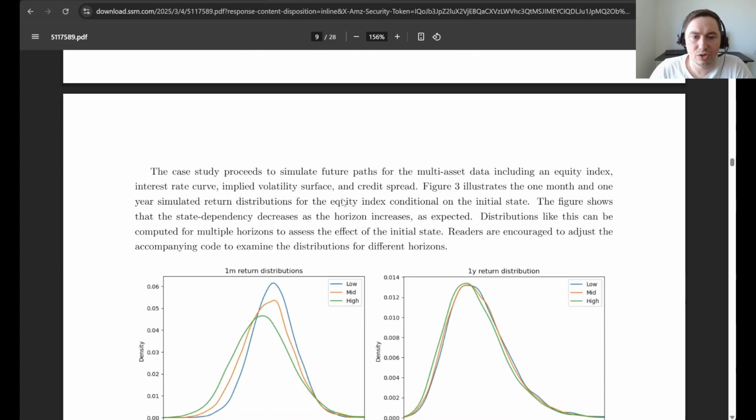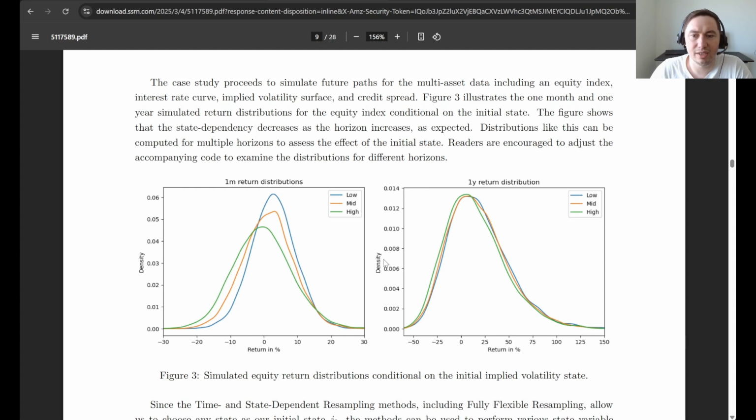All right. So here, this is what we illustrate. Next, when we do this resampling, we condition on different states: first the low volatility, mid volatility, and high volatility. We can see that on the 1 month horizon, for the equity returns that we illustrate, it does indeed matter if we are in a high, mid, or low volatility state, because the distribution is wider for the high volatility state, very narrow for the low volatility state, and something in between for the mid volatility state.